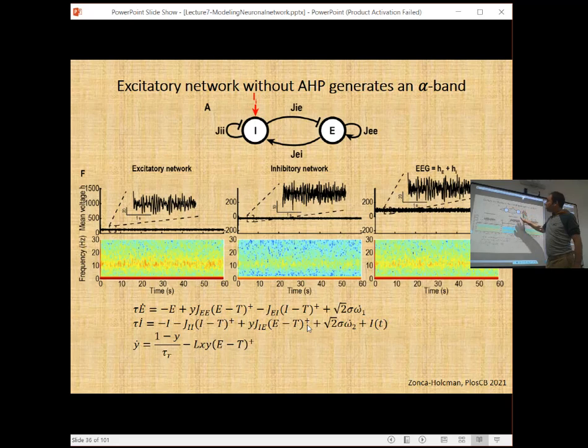So we said first of all, what kind of dynamics can I expect from a coupled system where you have noise?